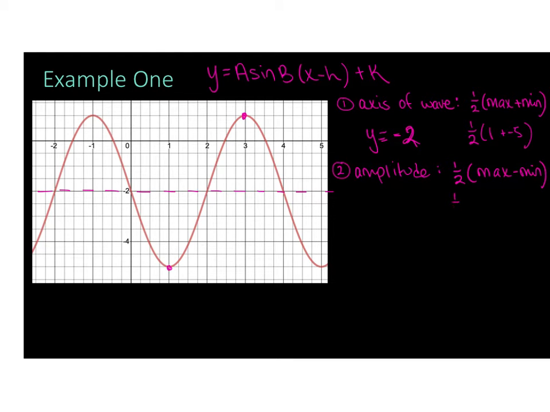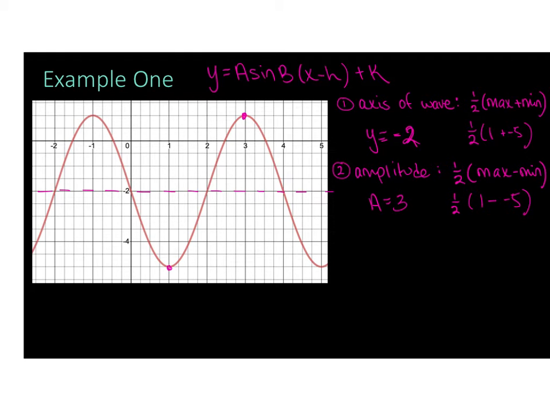So if I do half of the quantity, the max minus the min, max again was 1 minus the minimum was -5. You can see I actually get 1 plus 5, which is 6, and half of 6 is 3. So the amplitude, as we already noted, is 3.